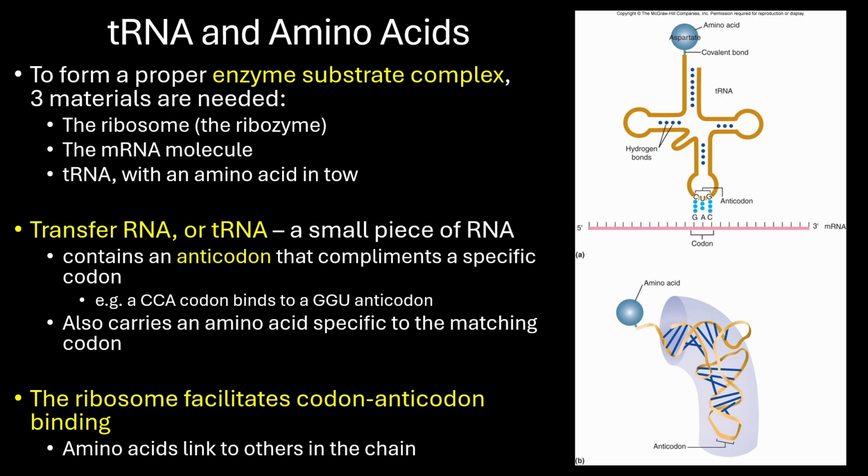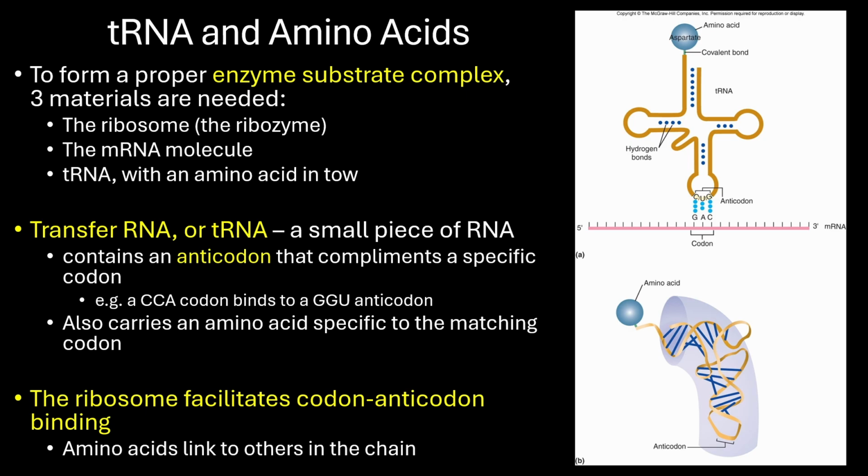Now, to form a proper enzyme substrate complex, we need a couple things. 3 materials are needed. We need that ribosome, the ribozyme, the actual enzyme that is doing this process. We need the mRNA molecule, the set of instructions to build that protein. And then we also need tRNAs with an amino acid in tow. Now, a tRNA is also called a transfer RNA. It is a small piece of RNA whose job it is to carry the specific amino acid that is needed next in the sequence to the ribosome to add to the sequence.